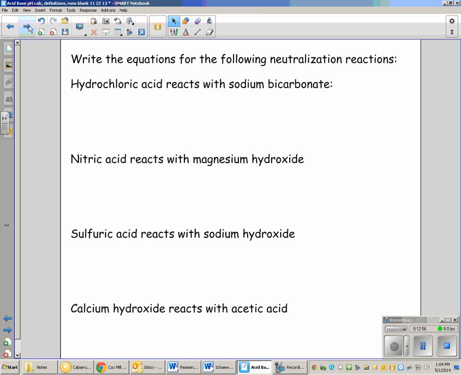All right, so write the equations for the following. Go for it. You've got 4 reactions, 4 minutes. Write them someplace else. 4 whole minutes.